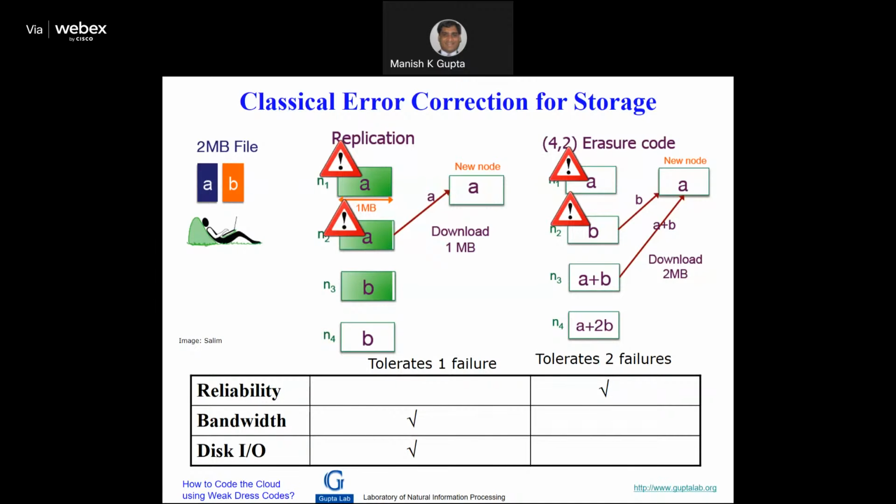The question is, can you provide a much better method? How do we provide a much better method which can increase the tolerance in terms of failures and it can minimize the bandwidth in repair, and disk input output should be fast. What is the best scheme that is possible?